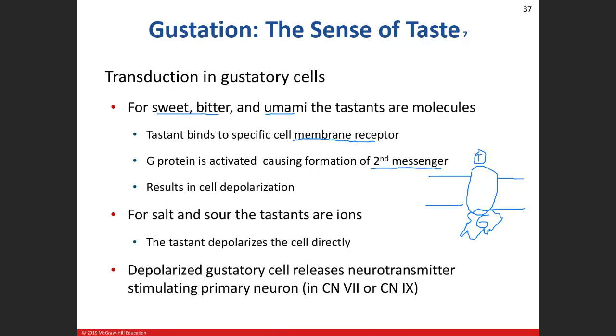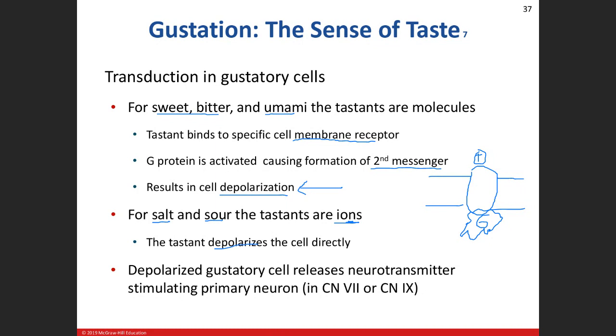Eventually, it's going to trigger the opening of, well, we're going to see depolarization. So we're going to see the opening of cation channels, which are going to be calcium channels and sodium channels. So sodium and calcium will enter into the cell, causing the inside of the cell to become more positive, less negative, thus causing depolarization. Now, the nice thing about salty and sweet tastants, because they are ion-based, is that they can directly depolarize the cell, which is convenient. We don't need a secondary messenger system for that situation.